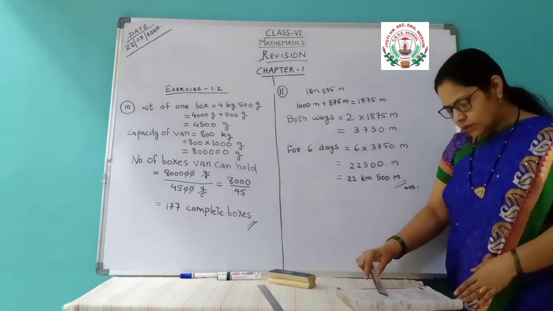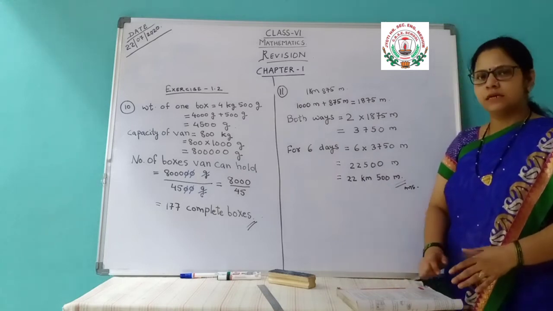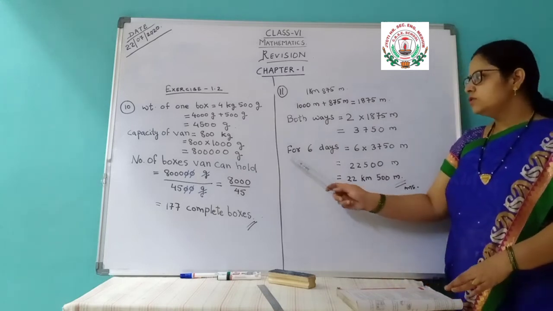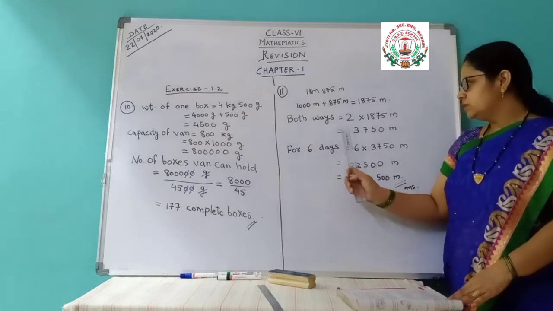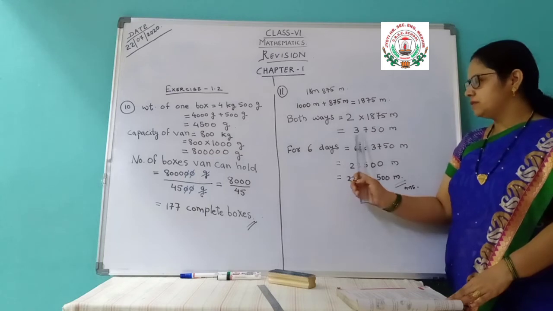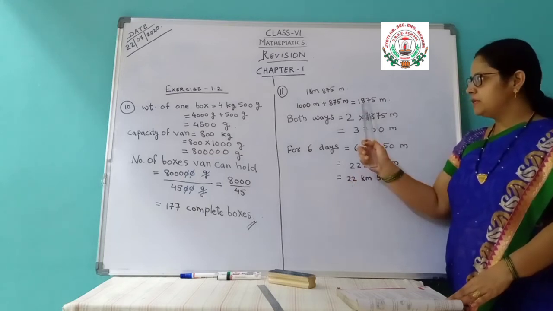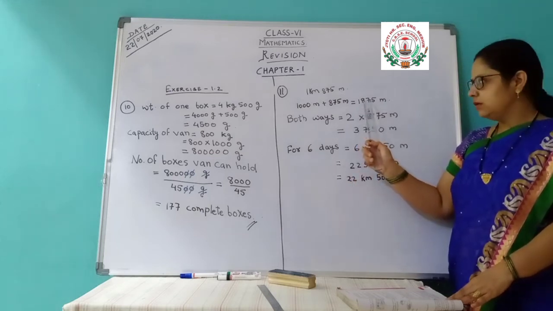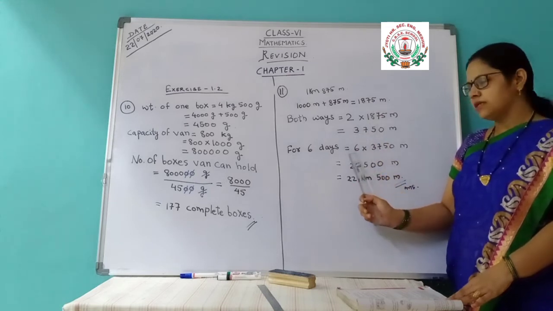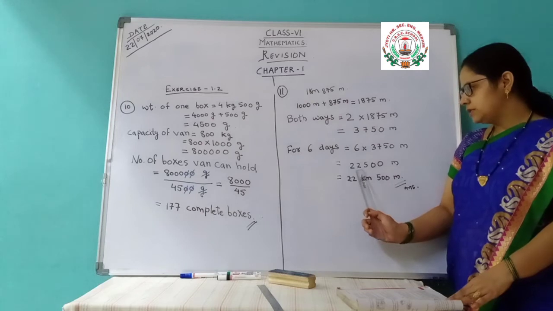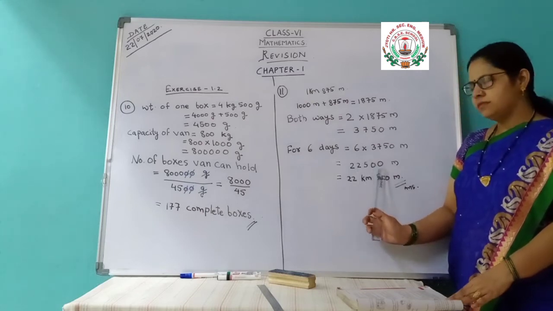Then it is asking, every day she walks both ways, that is 2 ways, we got this answer. Then find the total distance covered by her in 6 days. 6 days you are coming to school. So for 6 days, how much distance she is walking, that is asked. You will not multiply by the one-way distance. This is both ways, so this both-ways distance you have to multiply by 6. So this is the complete distance. It is in meters.